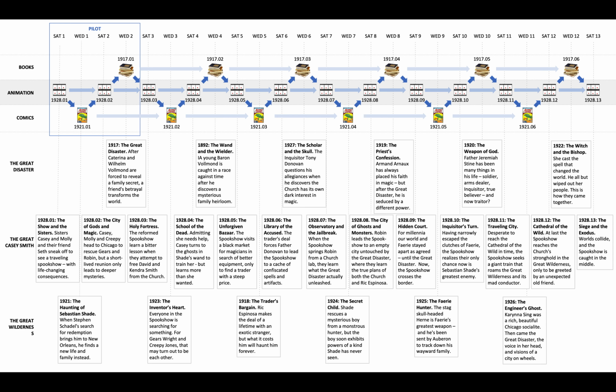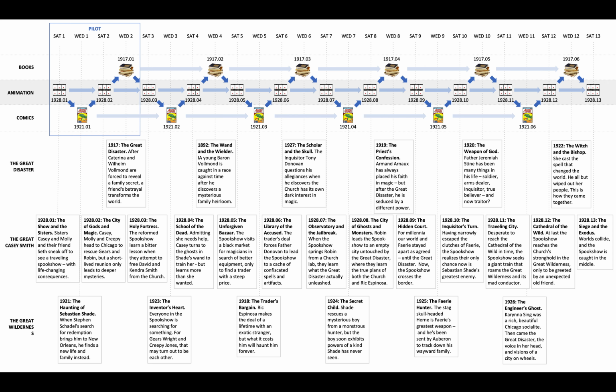Now, what's a little harder to see is that those dotted lines that go down from the top all the way down into those boxes at the bottom. Each one of these things has a description below, right? So 1928-01, if you follow that dotted line all the way from Sat 1 down to 1928-01, next to the Great Casey Smith there, where it says the show and the sisters, this is a synopsis for what happens inside of that episode. So, in the same way that we have books, animation, and comics, describing the media at the top, The Great Disaster, The Great Casey Smith, and The Great Wilderness, sorry about the line break, are themselves descriptions of those other pathways, right?